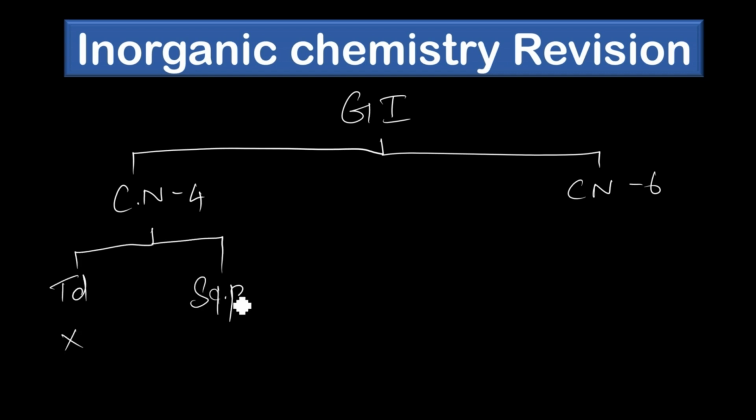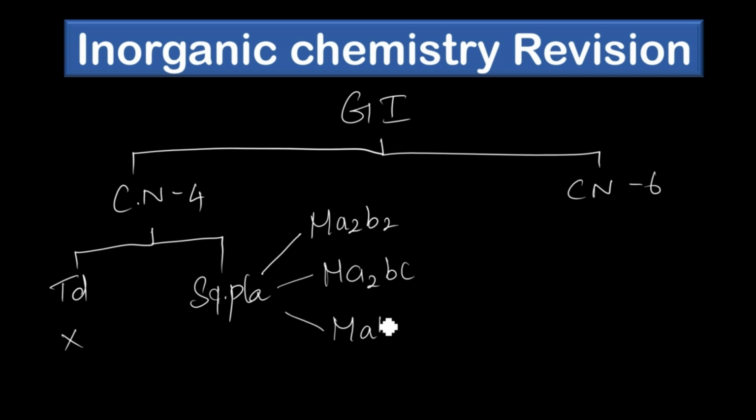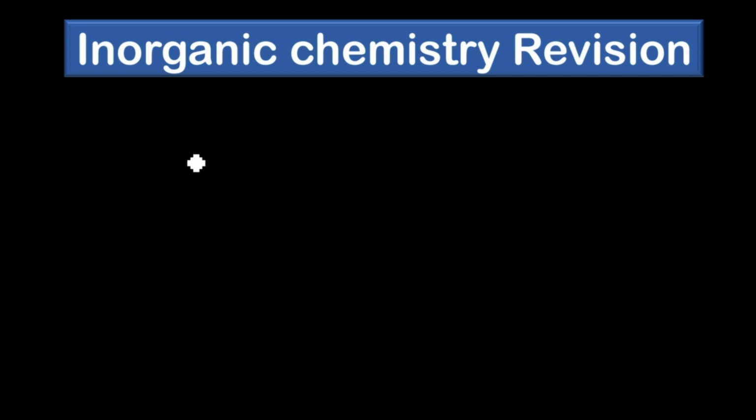In case of square planar, isomerism can only be exhibited by MA2B2, MA2BC, and MABCD. This can exhibit 2, this can exhibit 2, and ABCD can exhibit 3. But in case of octahedral, I'm giving you the list which can only exhibit geometrical isomerism.